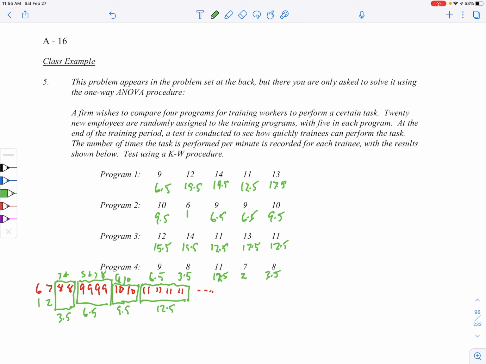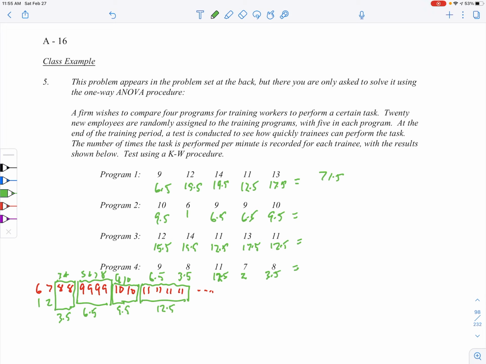Now, what you do is you add up the ranks for each of the treatments. And so if you add these guys up across the green ones for program 1, you are going to get 71 and a half.